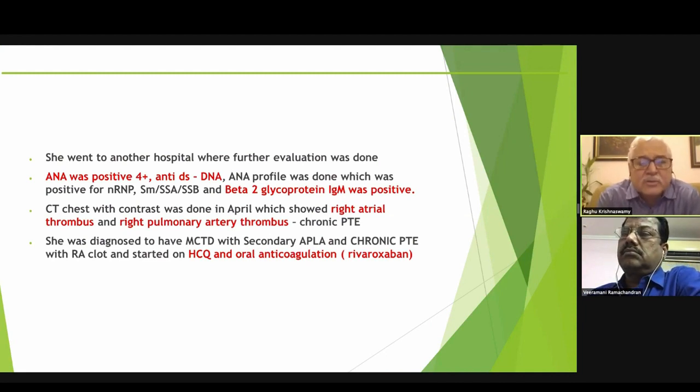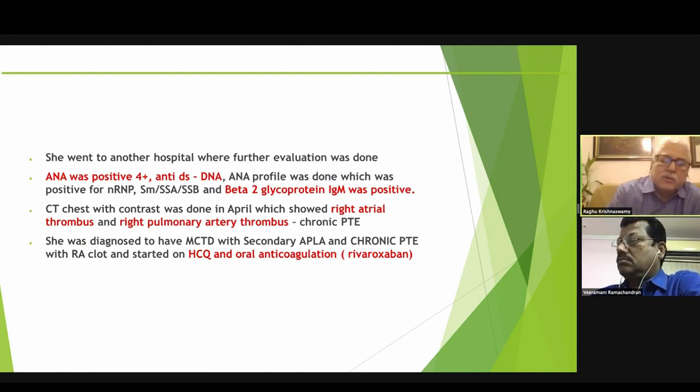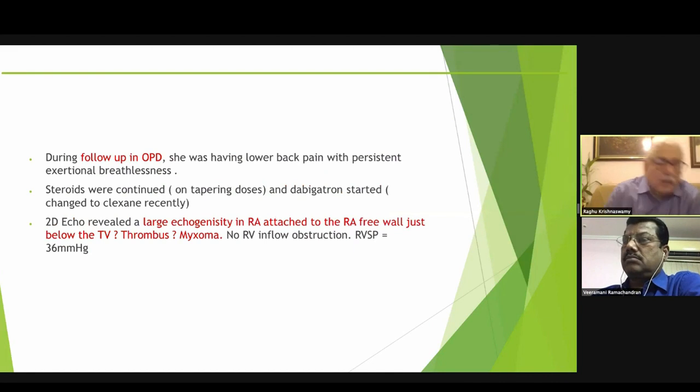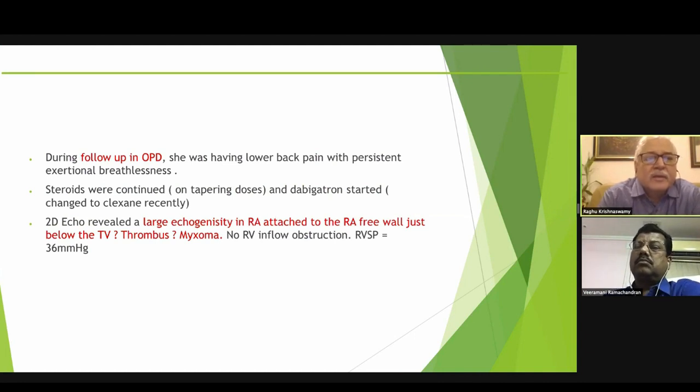She was also diagnosed to have mixed connective tissue disease with secondary APLA, that is antiphospholipid antibodies, and chronic PTE with a large RA clot, and started on hydroxychloroquine and oral anticoagulation with edoxaban. During a follow-up in the OPD, she was having lower back pain and persistent exertional breathlessness. Steroids were continued, and dabigatran which was started was changed to Flexi.